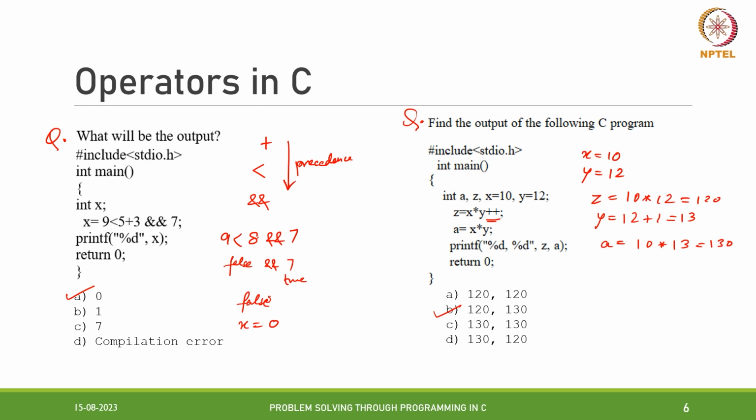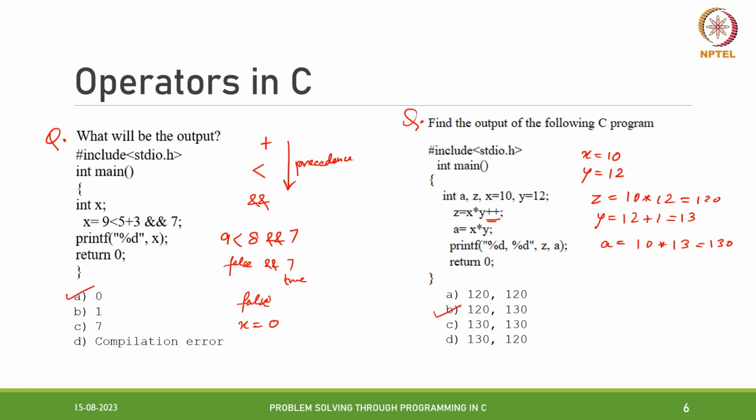Okay. Sir, operator precedence for plus plus is more than the multiplication family? Yes, it is the highest precedence. But the post increment operation itself means that whatever other operation is there will happen first, and then the increment will happen. So that is the meaning of that operation.